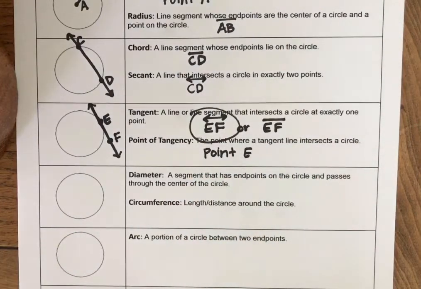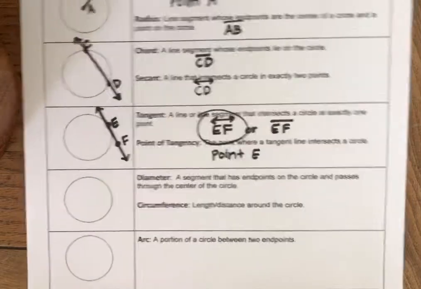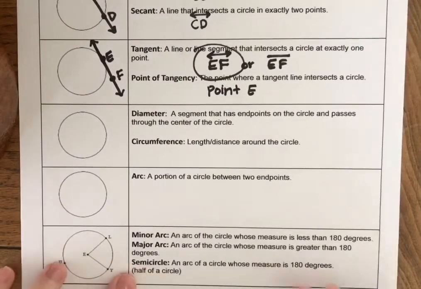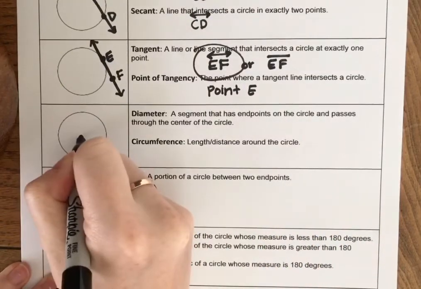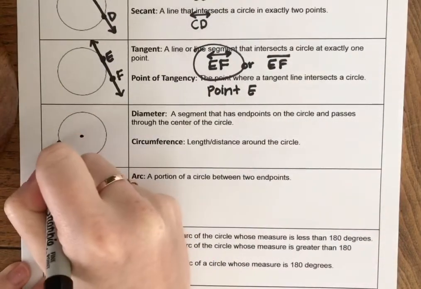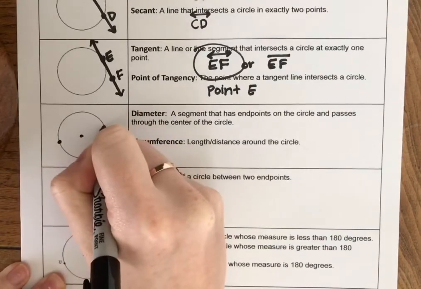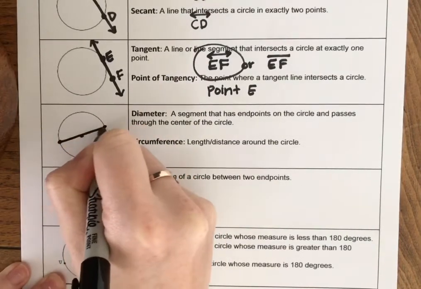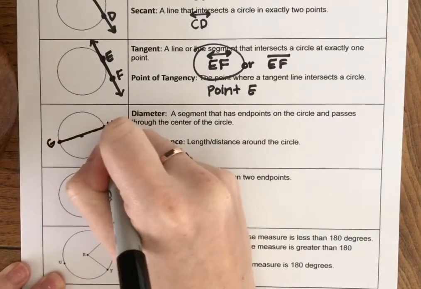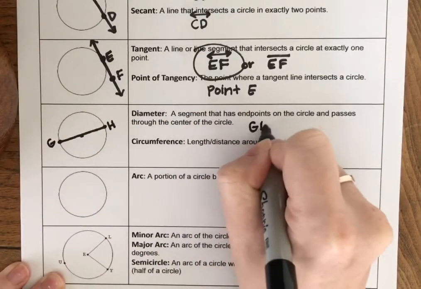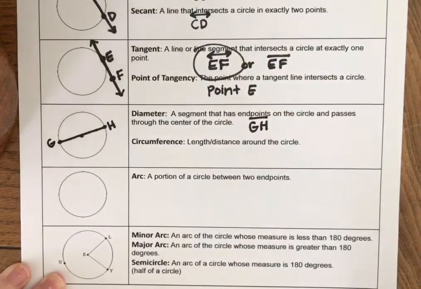I know that y'all all typically know what a diameter is, the segment that has endpoints on the circle and it has to pass through the center. So let's say my center is here. Any diameter would go from one end to the other, but it does have to pass through. So where am I at on the alphabet? G and H. My diameter would be segment GH.